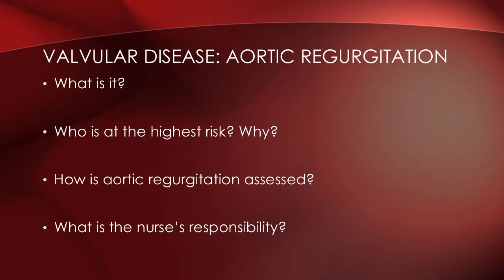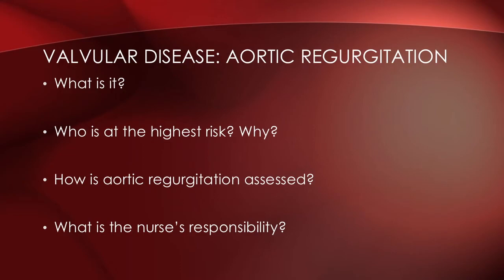So now let's move on to a different valve. Now we have aortic regurgitation. Regurgitation meaning backflow. So now we have flow of the blood back into the left ventricle from the aorta during diastole. So who's at the highest risk? Rheumatic fever, endocarditis. They might have blunt trauma to the chest causing this. They can have dissecting aorta, and sometimes it can be congenital.